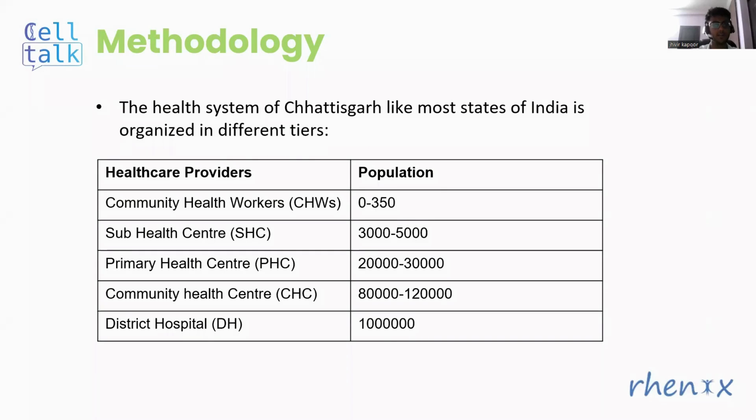So the health system of Chhattisgarh, like most of India, is organized in different tiers. Sub health center at 3,000 to 5,000 population, a primary health center at 20,000 to 30,000 population, a community health center at 80,000 to 120,000 population, district hospital around a million. The district hospital and the community health center provide secondary and primary care, whereas the PHCs and the sub centers focus exclusively on primary care. All these facilities handle three different kinds of function broadly: providing outpatient care, providing inpatient care, and third, non-clinical public health function.